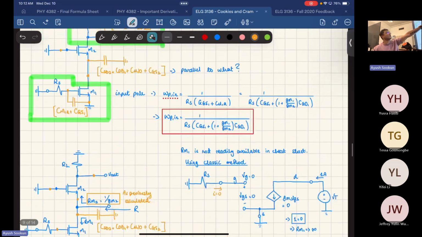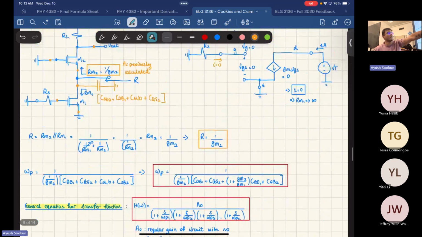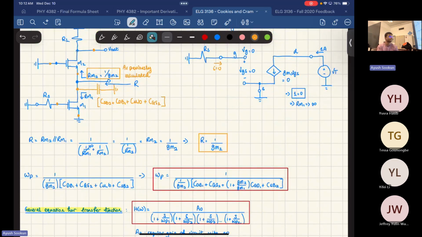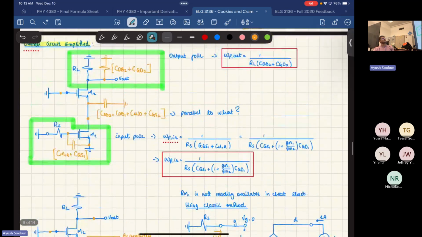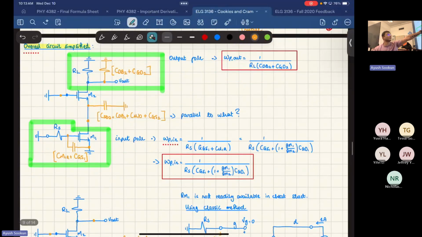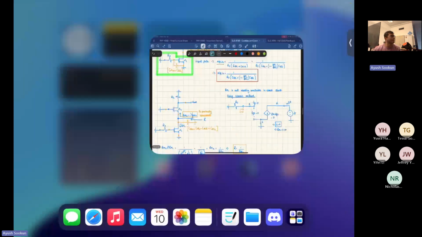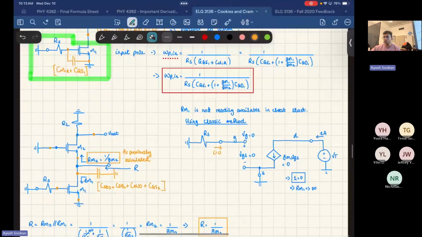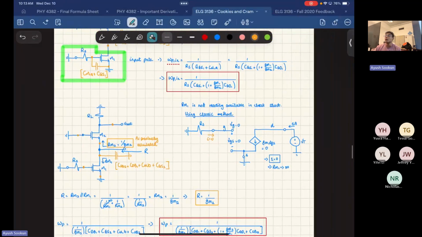So this capacitor here, this nasty one, is just parallel to 1 over GM2. That's all it is. And that's your middle pole, kind of in the middle here. And so this is how you find the 3 poles in this example. This is input pole, this is output pole, and then, I don't know why we call this one omega P, I guess. And that was when lambda is equal to 0. And so no early channel modulation.